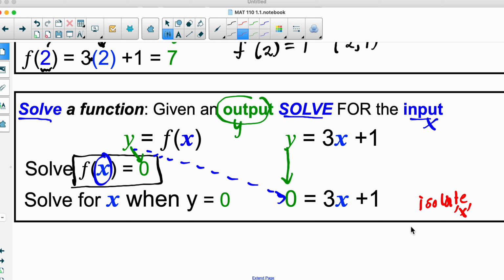Meaning I need to get x by myself. My goal is to write this as x equals something. So I have to do some operations here. First I've got 3 times x plus 1. So my first task is I want to get rid of that plus 1. I do the inverse operation. So I have a plus 1. The opposite or the inverse is minus 1. So I need to do that to both sides. So I get negative 1 equals 3x.